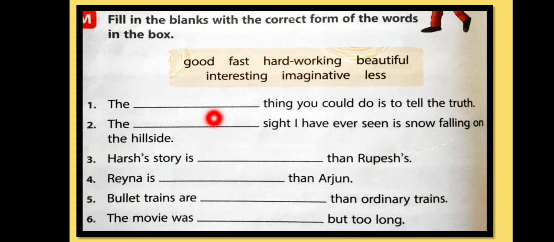The next one, the dash sight I have ever seen is snow falling on the hillside. So it's talking about the sight. So which one is the most, which is the best? Again, the is used, so it is superlative degree. We can use beautiful, right? What will be the superlative form of beautiful? It is the most beautiful. Split the word to get the syllables. Beautiful. So the most beautiful.